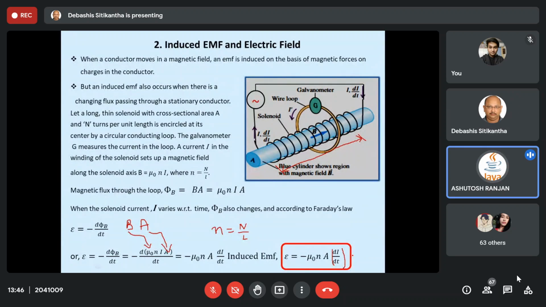Sir, in a wireless charger, is this concept used or another concept? Yes, of course, this concept is used to some extent, but it is not purely based on this. In wireless charging, you actually generate electromagnetic waves. And wireless charging is confined to a very small distance, hardly around 5 to 6 centimeters.